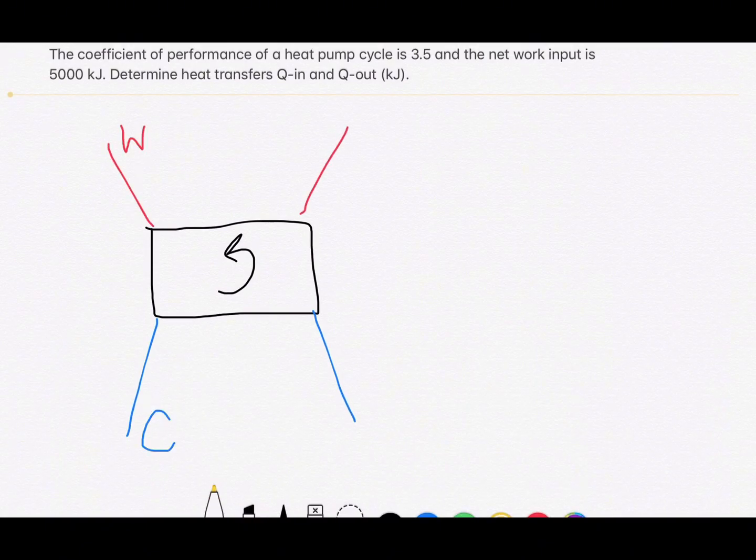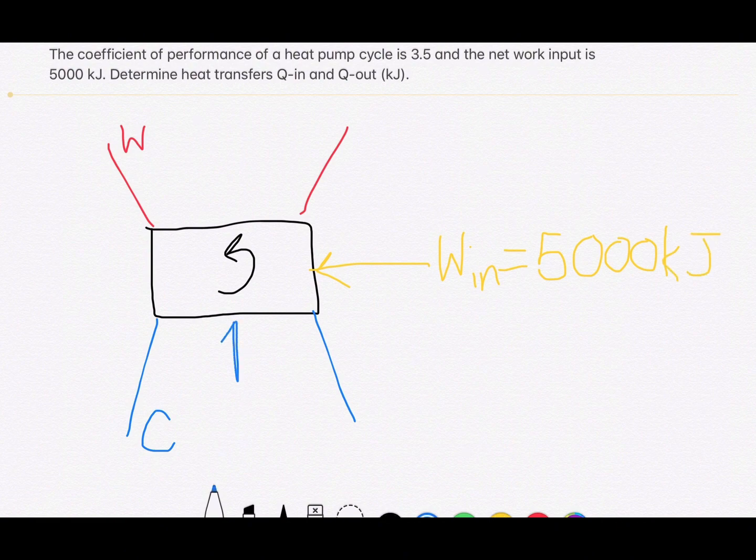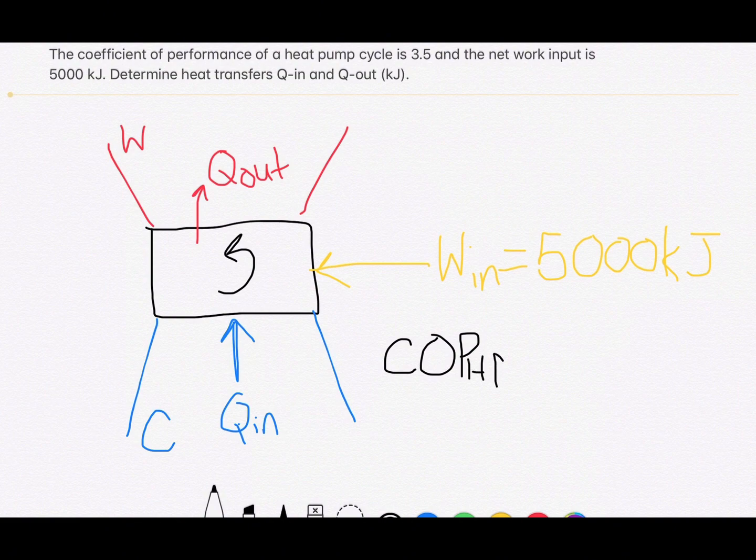So we know that a heat pump is going to require power input. And thankfully we're given that the power input is 5,000 kilojoules. What we want to find is this heat in from the cold reservoir and the heat out to the warm reservoir. So what we can actually do, first thing, is use our equation. The coefficient of performance of a heat pump is equal to the heat out over the work input, or net work, whatever.